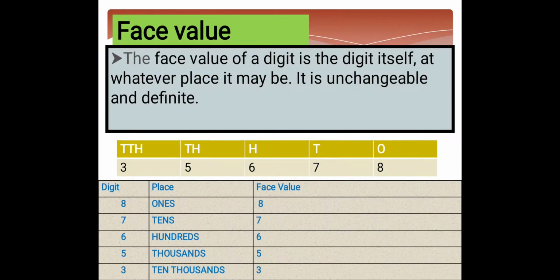Face value. The face value of a digit is the digit itself, at whatever place it may be. It is unchangeable and definite. So for the face value, whichever the place be, the value doesn't change, it remains the same.